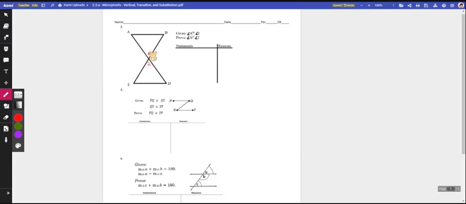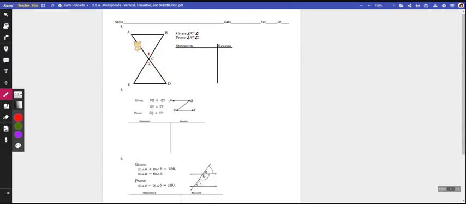I forgot to mark them, but this one is supposed to be angle 1 and this one's supposed to be angle 2. So it's like the top and the bottom of the hourglass. I call these hourglass triangles. This is a really common figure in geometry, especially when we get into our next chapter where we talk about parallel lines. There's a lot of cool properties that happen when you have triangles like this with parallel lines.